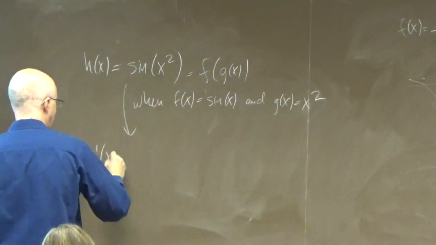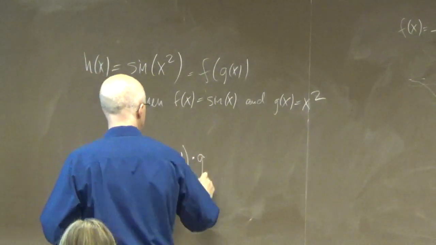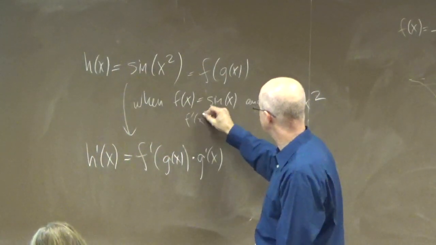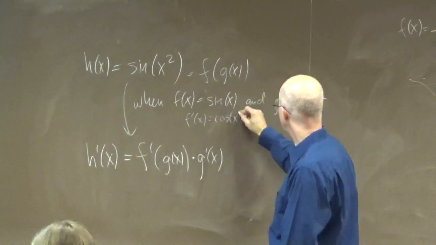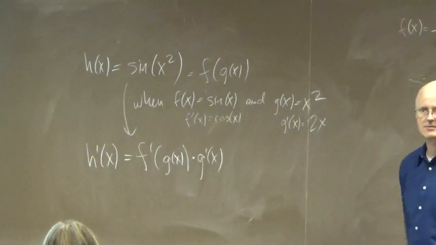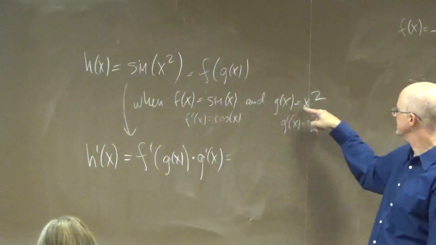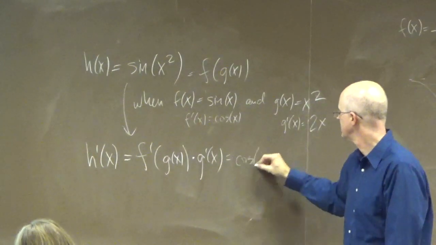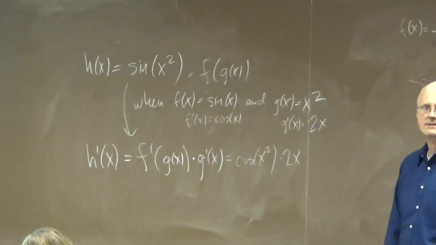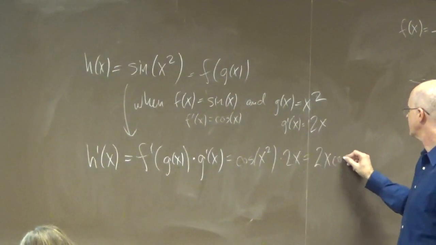So its derivative by this formula is f prime of g of x times g prime of x. f prime of x is cosine of x, and g prime of x is 2x. Now just substitute. f prime of g of x is cosine of x squared. g prime of x is 2x. There's the answer, which you can also write as 2x cosine of x squared.